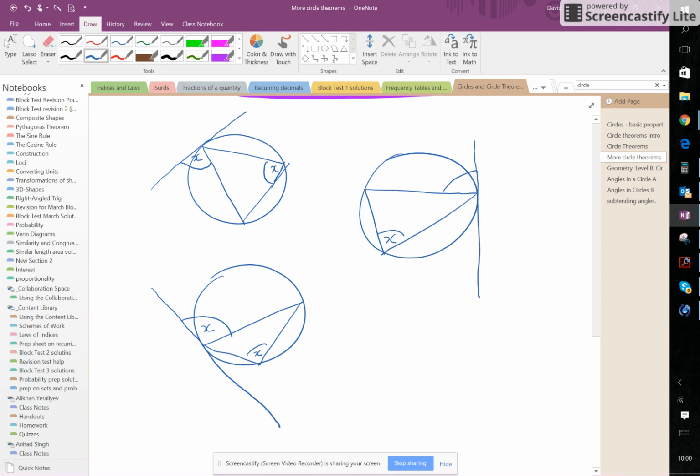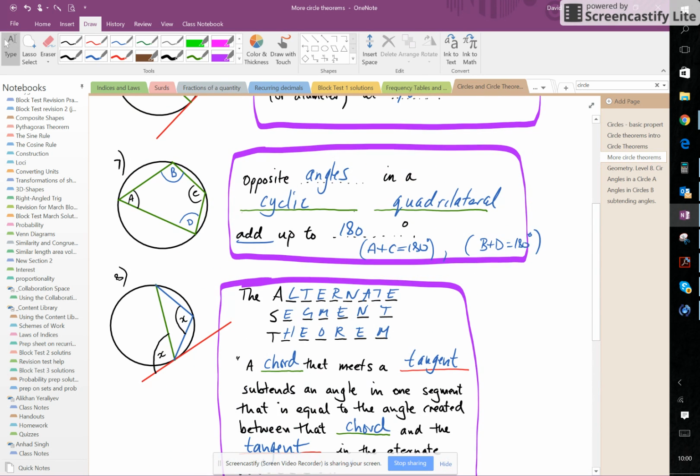Okay? So there are the circle theorems. And you need to know those. You need to know the alternate segment theorem, the words alternate segment theorem. Understanding these words is useful because it helps you understand what the alternate segment is trying to say. You don't have to remember those words.